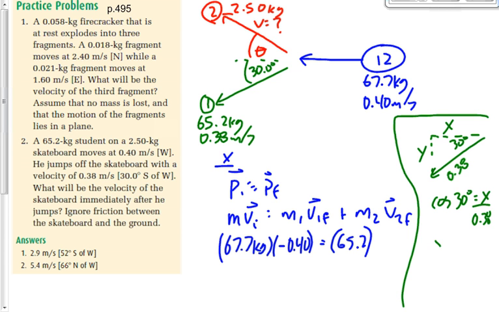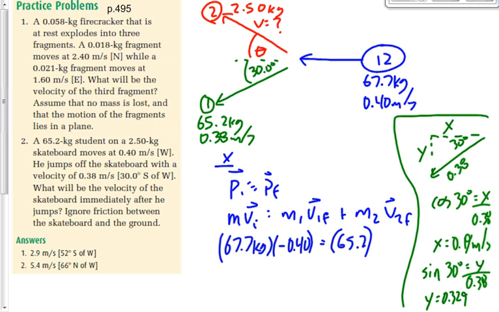Megan, what did you get for that? 0.38 cos 30. Can anybody else get the number? 0.19? Oh, yeah, that's 0.5, right? The y component is the opposite side. This one is a little bit harder to calculate: 0.38 times sine 30. 0.329. Yeah.